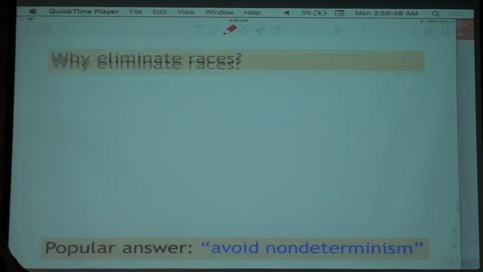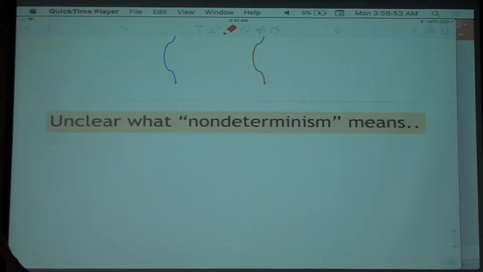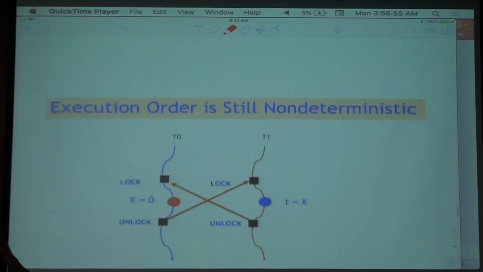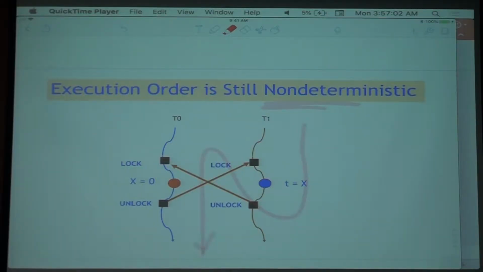Why eliminate races? Not the non-determinism. The popular answer is non-determinism, but it's a very loose idea. The execution order is still non-deterministic, so that's not what we are talking about. You could have run this order, or you could have run this order. That's non-determinism according to some people, but that's not the non-determinism that should worry us. That kind of concurrency non-determinism is part of concurrency. You cannot possibly have a lock contention play out the same way every time. That is expected. There is something deeper going on.